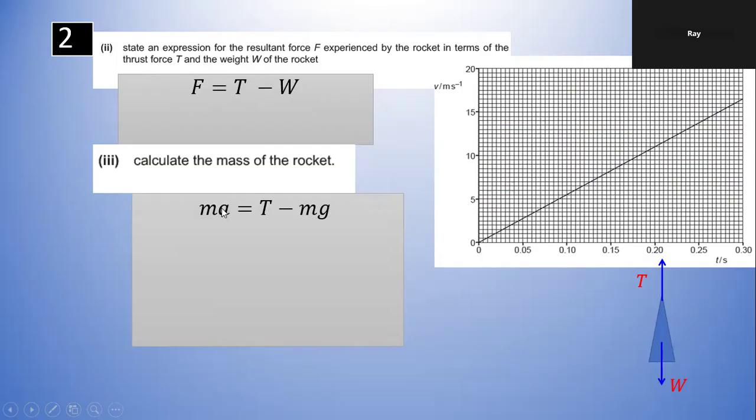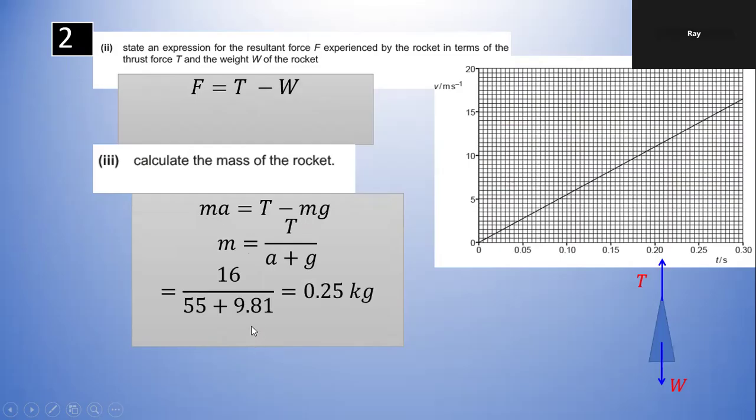Right? So the resultant force is MA. That's your T, that's mg. So calculate your mass. T, take this one across there. So you divide, put your value in. 10.